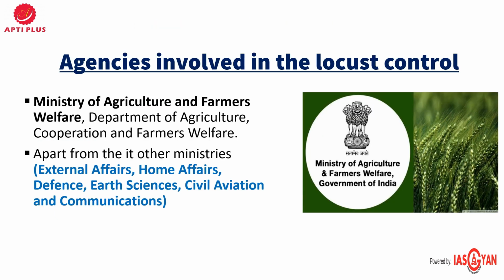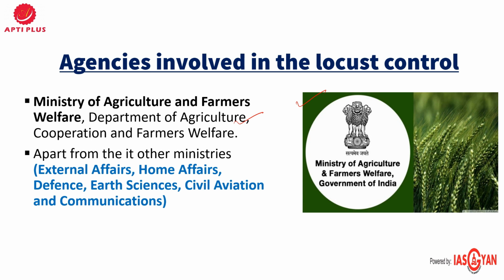Now, coming to the Indian point of view, the agencies involved in India for the control of the locust. We have the Ministry of Agriculture and Farm Welfare, Government of India, and precisely there is a Department of Agricultural Cooperation and Farm Welfare, which takes care of the entire locust issue, basically the area which is being affected by the locust. They are the people who give the compensation and try to control it.